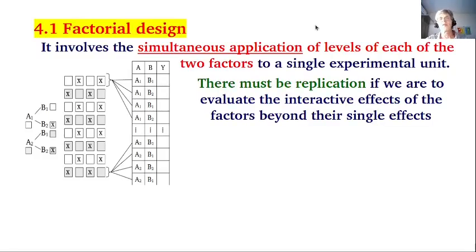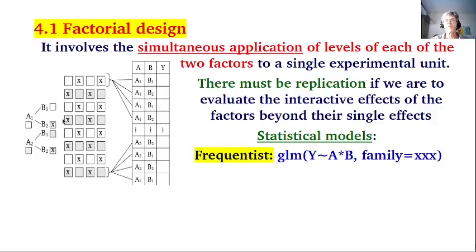If we are to evaluate the interactive effect of the factors, there must be replication. That is, we must have replicates at the scale of the experiments for each of the four combinations of the levels of the experimental factors A and B.